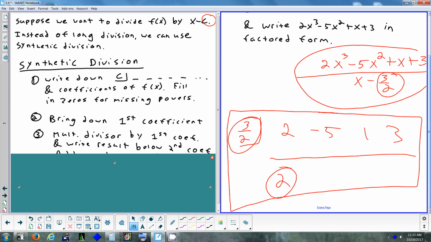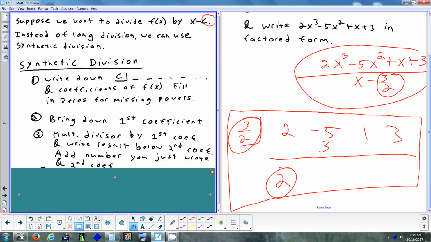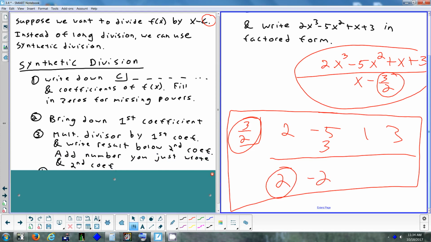So let's do that out. What's 3/2 times 2? Well, think of 3/2 as 1.5. If you double 1.5, what do you get? 3. Okay, so we get 3. We put the result in the second column. And now we're going to add those two numbers together. What's -5 plus 3? 8. Or -8. No, careful. 2. -2. You had every combination in there. So -5 plus 3 is -2.